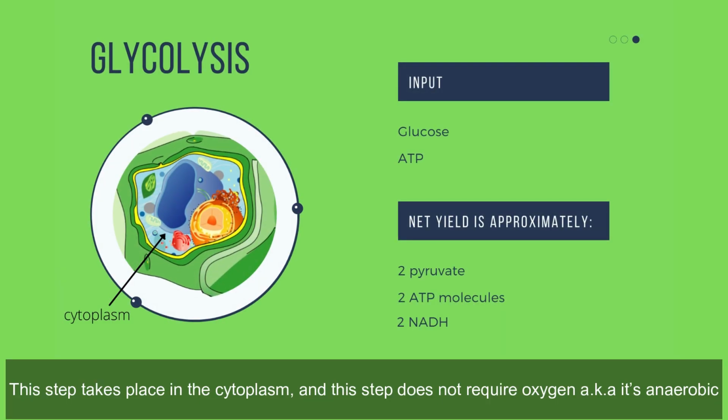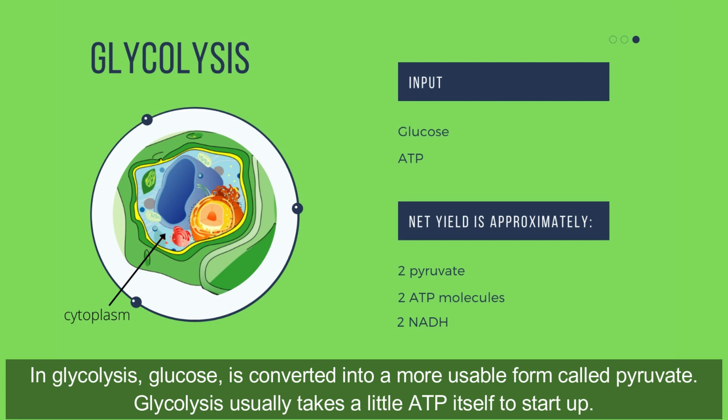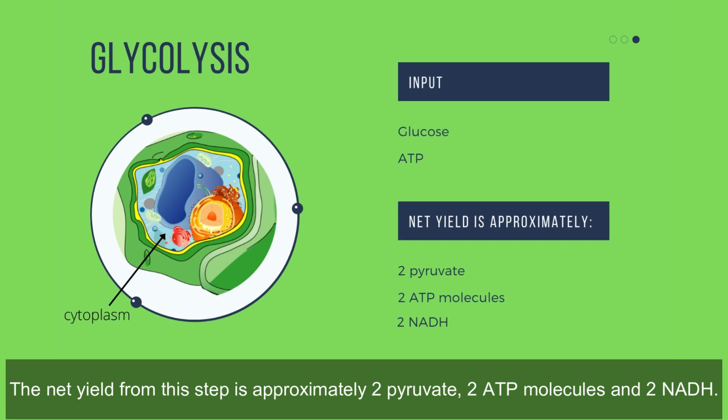So in the first step, glycolysis. This step takes place in the cytoplasm, and this step does not require oxygen, aka it's anaerobic. In glycolysis, glucose is converted into a more usable form called pyruvate. Glycolysis usually takes a little ATP itself to start up, and the net yield from this step is approximately 2 pyruvate, 2 ATP molecules, and 2 NADH.